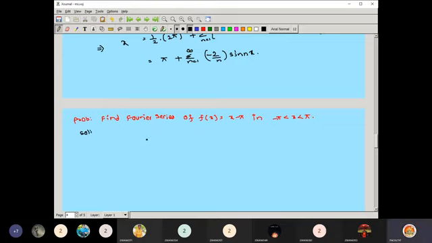f of x equal to x minus pi, with limits -pi to pi. So I am directly doing the calculation. Consider a0. The formula is 1/pi integral c to c plus 2pi f of x dx. So this is equal to 1 divided by pi. What about your limits now? Your limits are -pi to pi, whatever limits are given there. What is f of x? x minus pi, dx.